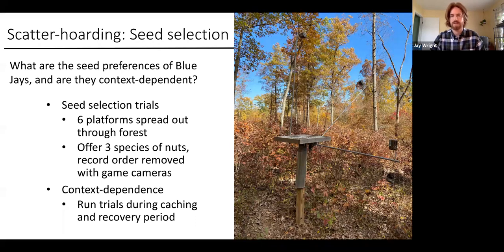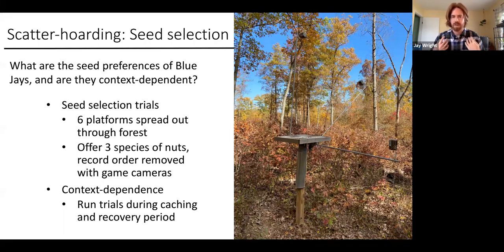So the way I'm doing this is using 6 feeding platforms that I have set up throughout the forest. So this photo here is showing the feeding platform, and I have 3 cameras mounted on each platform that are motion activated that record any visits to the platform. So I begin by baiting the platforms early in the fall with peanuts, which blue jays love, and a number of other birds love as well.